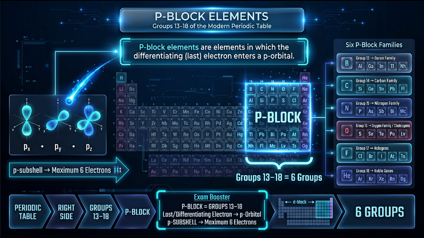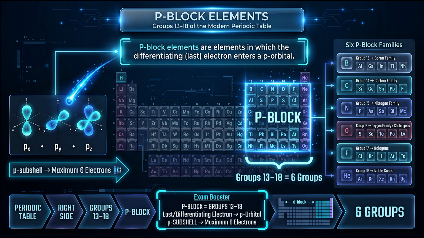The inert pair effect refers to the increasing tendency of the outermost s-electron pair to remain relatively less involved in bonding as we move down certain p-block groups. Because of this effect, lower oxidation states become increasingly stable for heavier elements. For example, in Group 14, the +2 oxidation state becomes more stable as we move from carbon toward lead. Similarly, in Group 13, the +1 oxidation state becomes more stable for heavier elements.